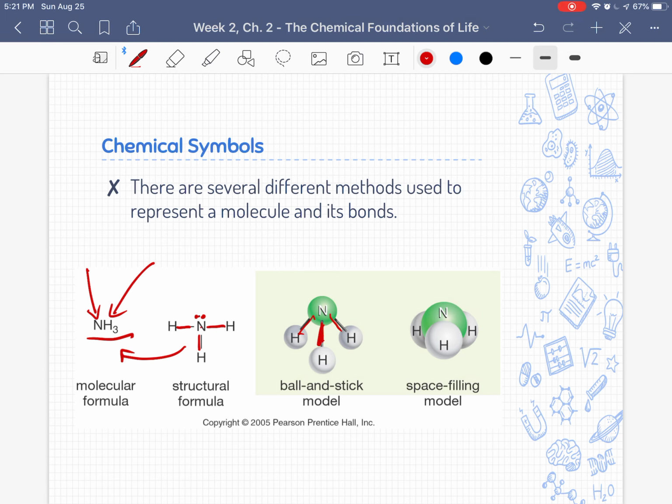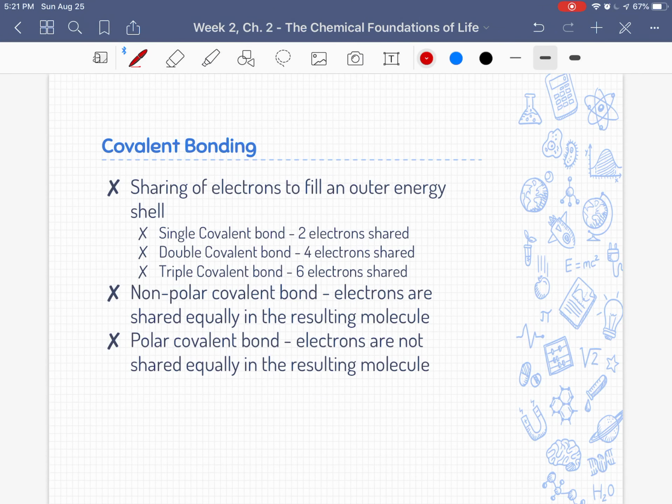Shows you the bonds and how the elements might look bonded together. And the space filling model just kind of gives you, both of these do actually, a 3D idea of what those look like. What you see in the ball and stick model are the bonds. You don't necessarily see bonds within the space filling model.